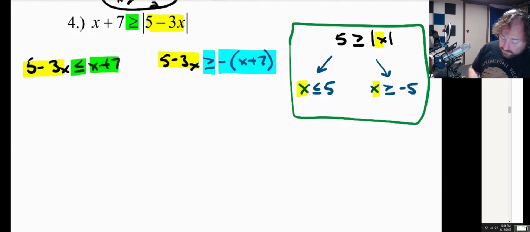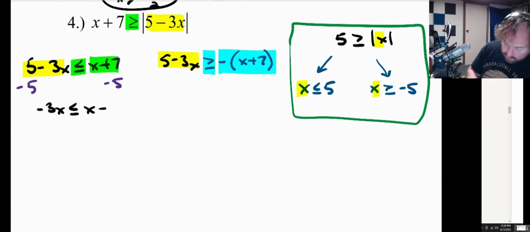So from here, we're going to solve it. Once you get it set up, it's pretty elementary, I think. Over here, we'll have negative 3x less than or equal to x plus 2. Now, we are going to have to use a bit of a trick here because we're going to subtract x from both sides to solve this, and we'll get negative 4x less than or equal to 2.